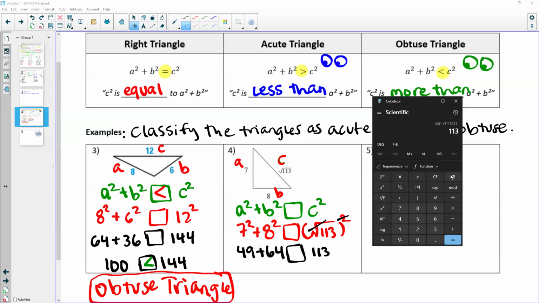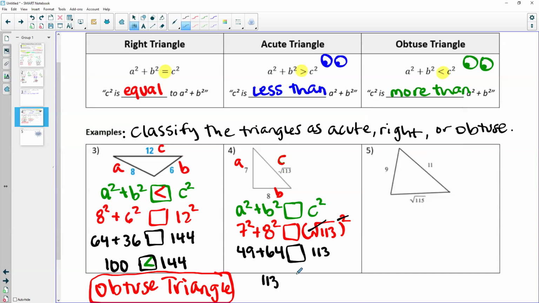And so now we're just going to add the left-hand side. I'm doing 49 plus 64, which is going to give us 113. So we have 113. How does that compare to the right-hand side, which is 113? Well, you should hopefully realize here that it's equal. So if it's equal, then look at the scenario that we just ran into: a squared plus b squared is equal to c squared. What happens when that is equal? We say that it's a right triangle. So this is going to be a right triangle for number 4.